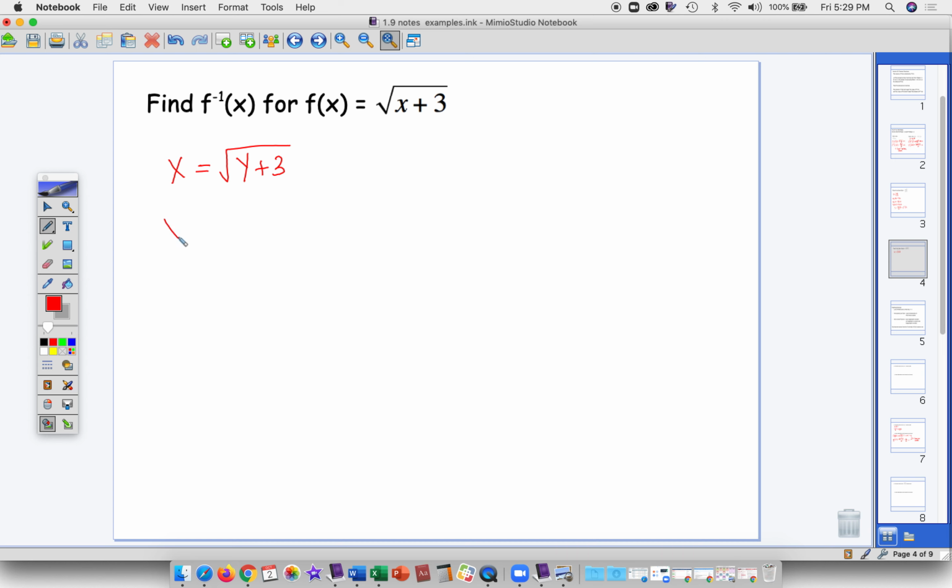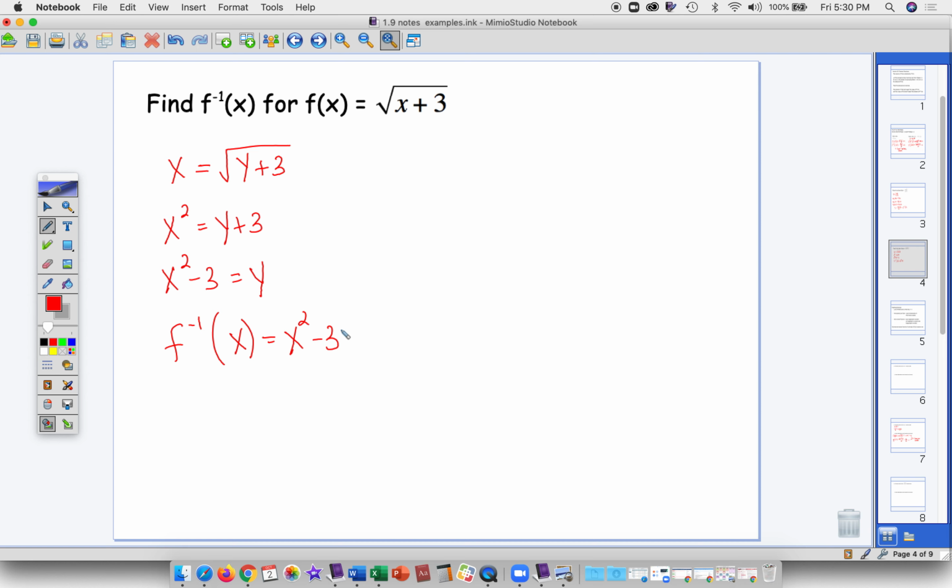I'm going to square both sides, subtract the 3, and if I stop here, I'm actually not correct. F inverse is not x squared minus 3. Sorry, F inverse of x is not x squared minus 3.